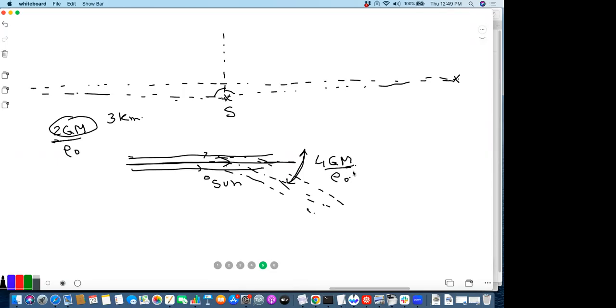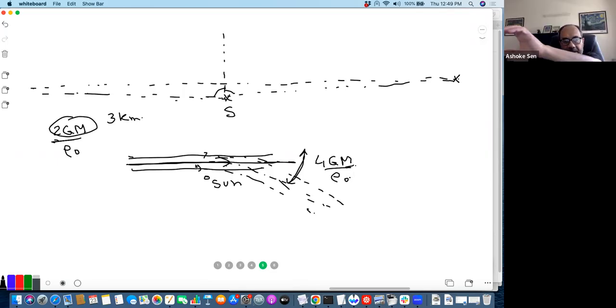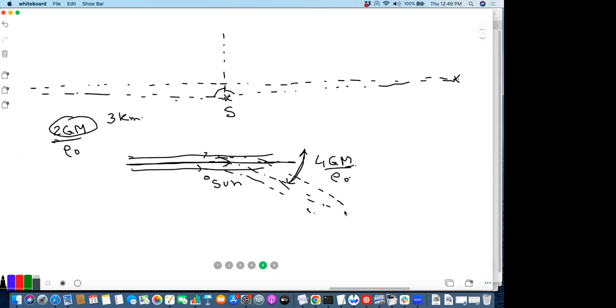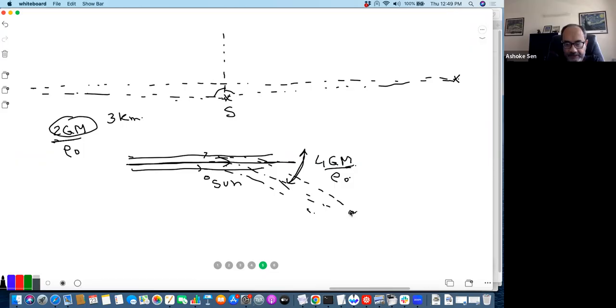It's the angle between the initial parallel ray that was coming and the final parallel ray that is going out. And the Earth happens to be somewhere here. We observe the light from the Earth. So from the Earth, it will now look like the star is situated at an angle like this. Whereas earlier, the Earth was receiving parallel rays from the star like this. Is this clear?